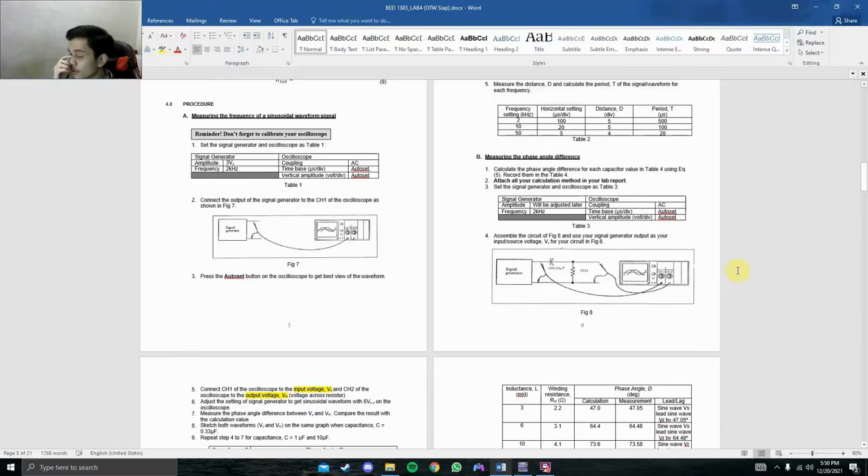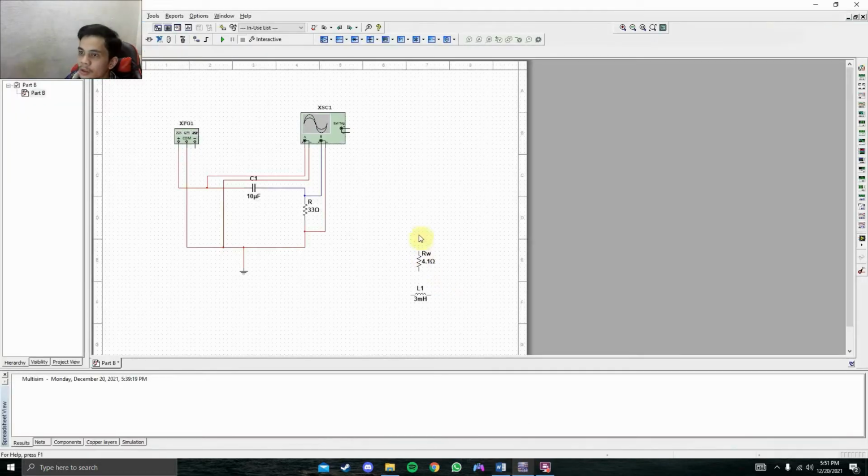Thank you. So for part B, measuring the phase angle difference. First, calculate the phase angle difference for each capacitor value in table 4 using equation 5. Record them in table 4. This is the table 3. Set the signal generator and oscilloscope as in table 3. So we set the circuit just like this.